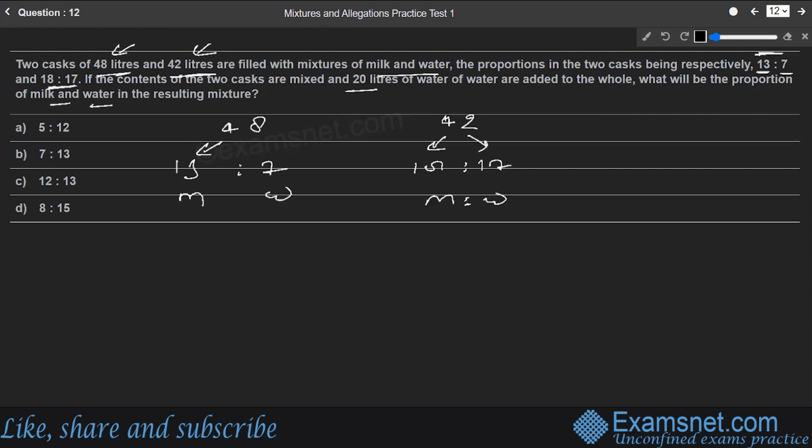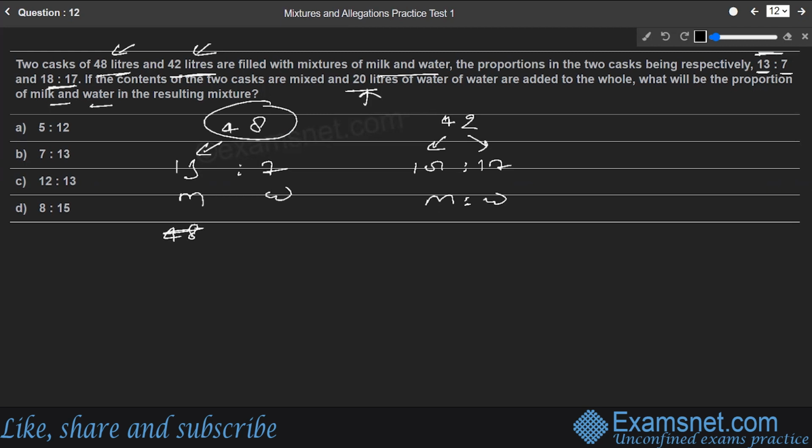Okay, that is the composition. Now we want to know the total quantity of milk and water. The first cask has 48 liters, so the milk quantity will be 13 parts and the water is 7 parts. The 48 liter cask is in proportion 13 to 7. If the contents of the two casks are mixed, 20 liters of water are added.